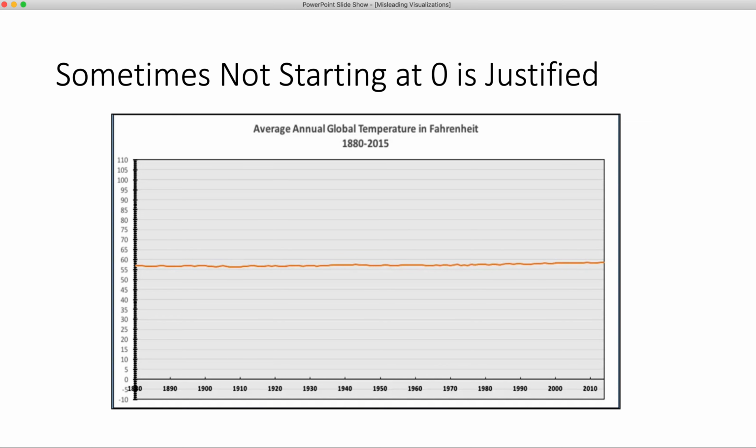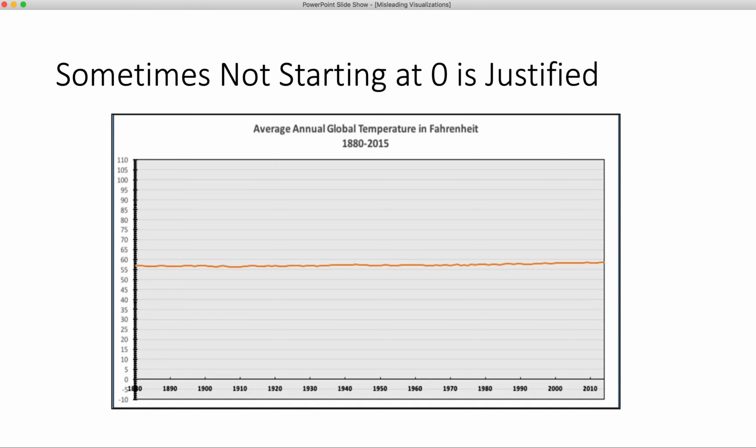The first one is that average global temperature has never been 0 or 110. So starting at 0 and ending at 110 is inappropriate. Given that global temperature started at around 57 degrees, you would certainly be justified starting the chart at 50 degrees or maybe even 53 degrees.